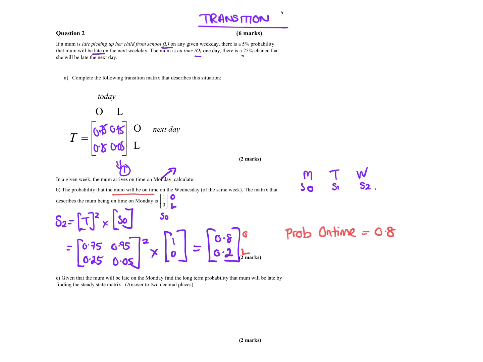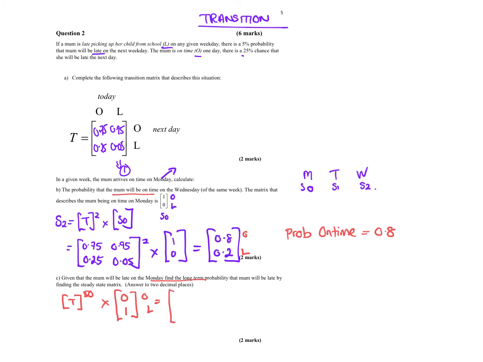Given that mum is late on Monday, so now they're changing this. So given mum is late on Monday, find the long term. It shouldn't matter anyway, but when we do long term, we do the transition to a high power, might just do 50, and times a state matrix. So remember, on time, on late. Now they said mum will be late on Monday, so I'll just write that, and we'll find our answer. So let's do that.